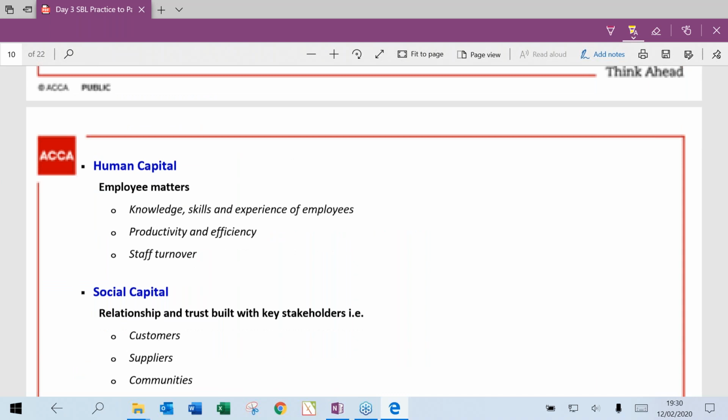The fourth capital is human capital, and you can guess from the name, human capital talks about our employees. Human capital, HR, our knowledge, skills, and experience of employees, their productivity, their efficiency, the staff turnover, their training number of days, all aspects relating to our employee performance are part of human capital.